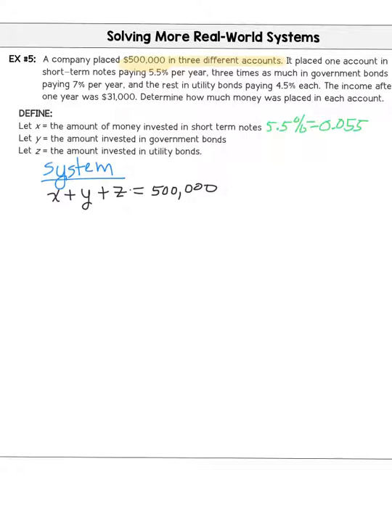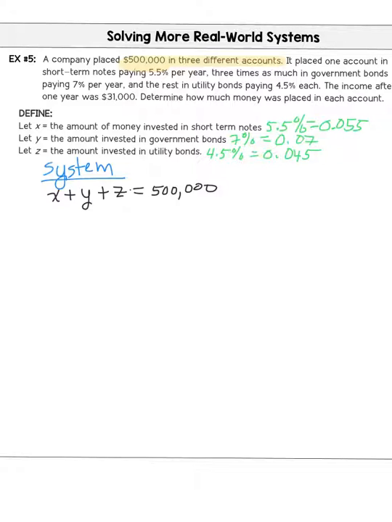And then 3 times as much in government bonds paying 7% per year. So this is 7%, which equals 0.07. I don't know why I just put 0.007. Then, finally, the rest in utility bonds paying 4.5% per year. So move your decimal 2 places and you get 0.045.